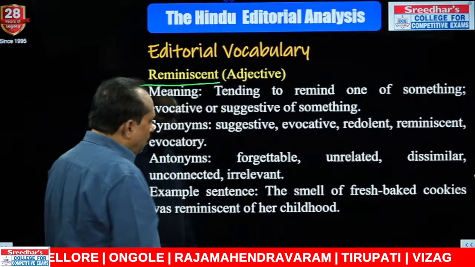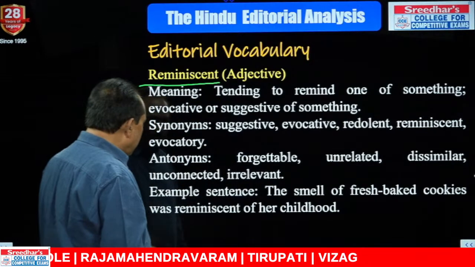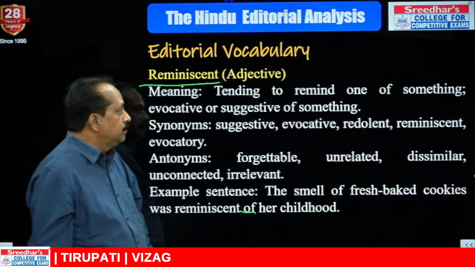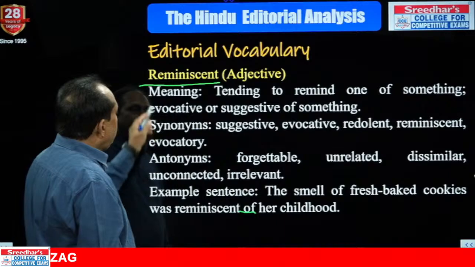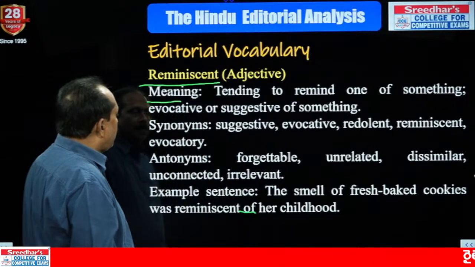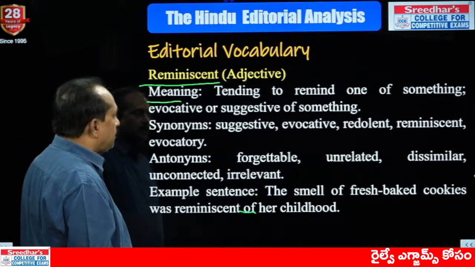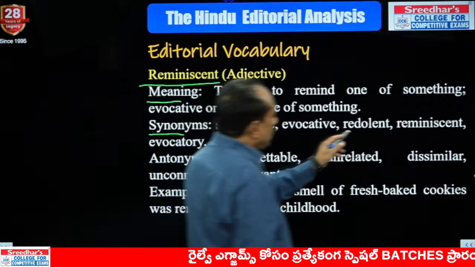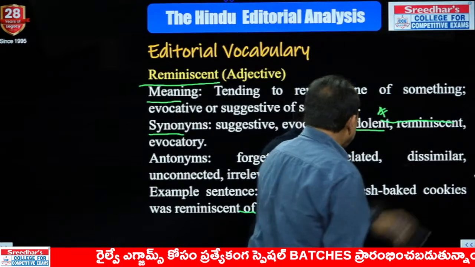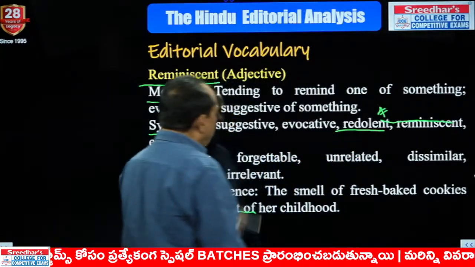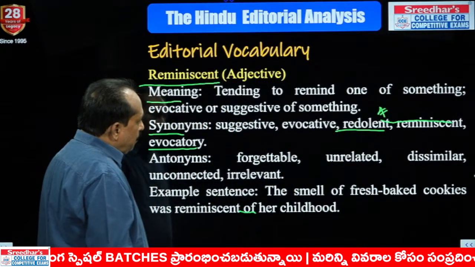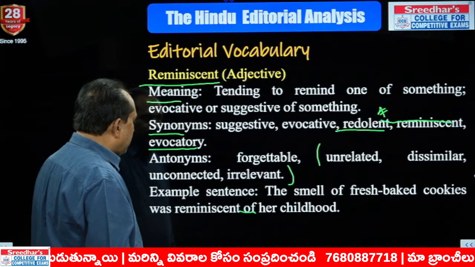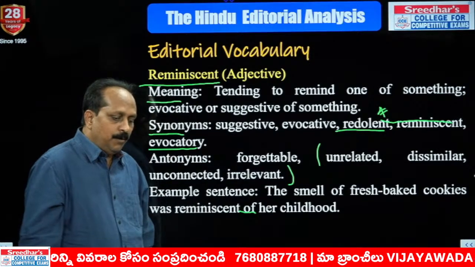Reminiscent takes a preposition of, reminiscent of. You have to remember that. Means what? Remind you of something. Part of speech adjective, meaning tending to remind one of something, evocative or suggestive of something. Synonyms: suggestive, evocative, redolent, an important word. This has been repeated. Another word form. Antonyms: forgettable, but these words I don't consider: unrelated, dissimilar, unconnected, irrelevant. You can remember forgettable.